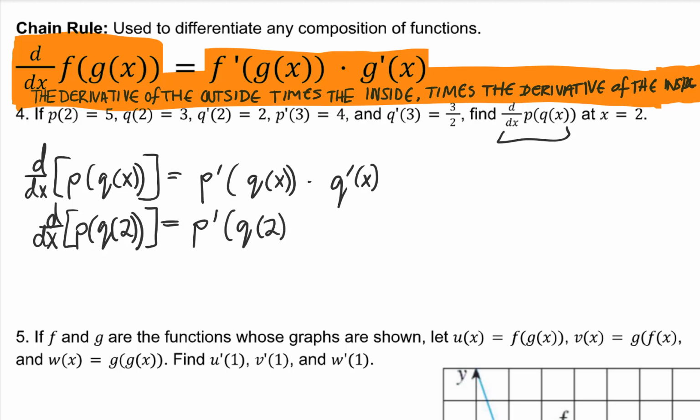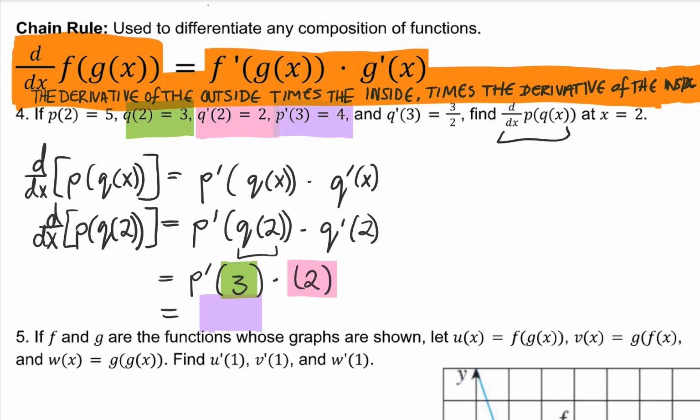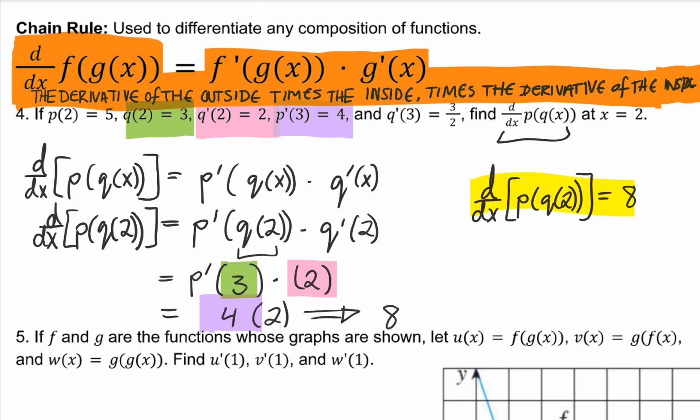let's replace the x's with 2's. This is p prime of q of 2, so I can't evaluate p prime until I figure out what q of 2 is. Q of 2 is 3. Q prime of 2 is 2. What is p prime of 3? That's 4. 4 times 2. Our derivative of p of q of 2 is 8.